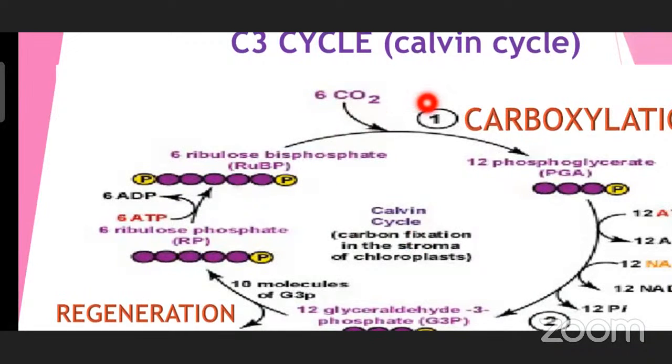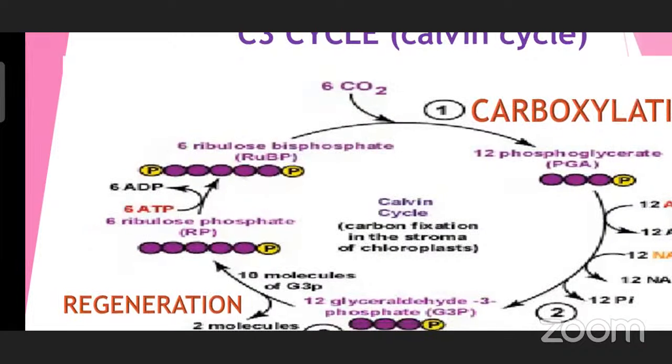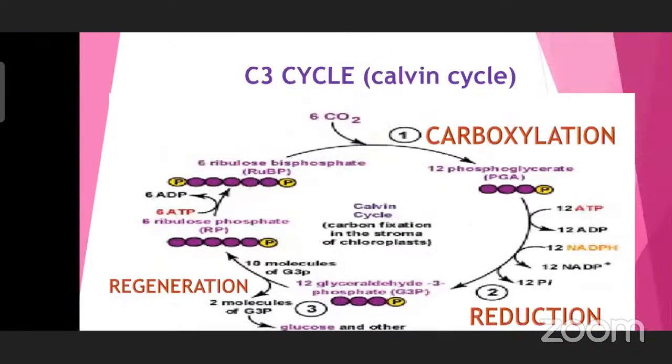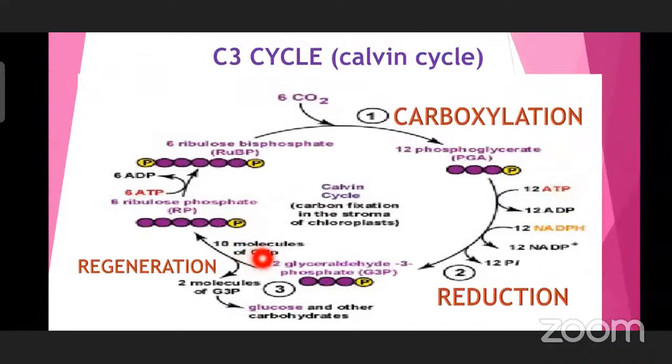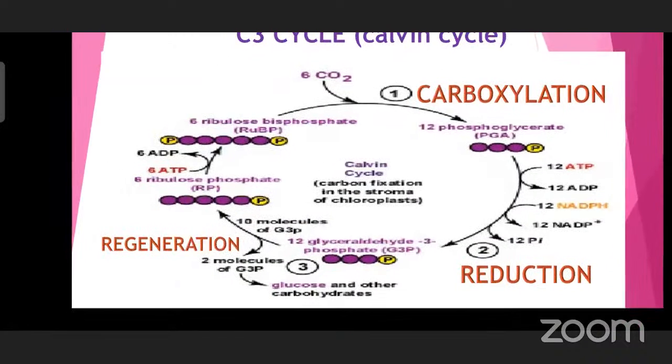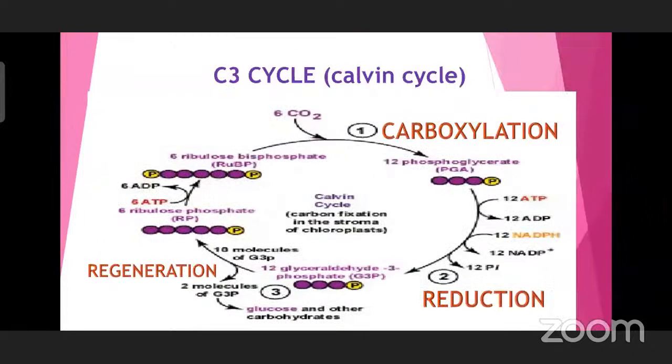So the final output is sugar molecule formation and regeneration of 6 ribulose bisphosphate. This is the main intention of the dark reaction, where the sugar, the glucose, is formed, as well as RuBP is regenerated. So this is what you are aware of, light reaction and dark reaction over. So the photosynthesis process is done for you.